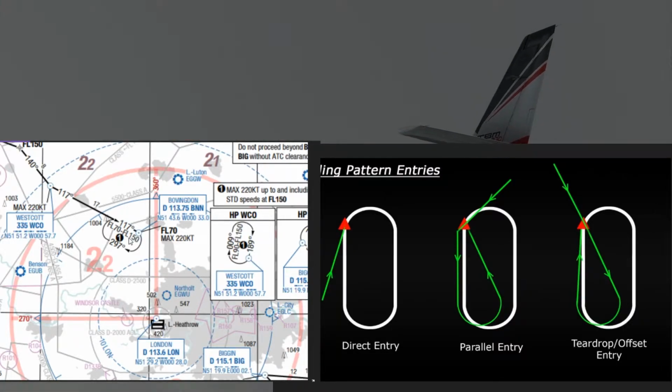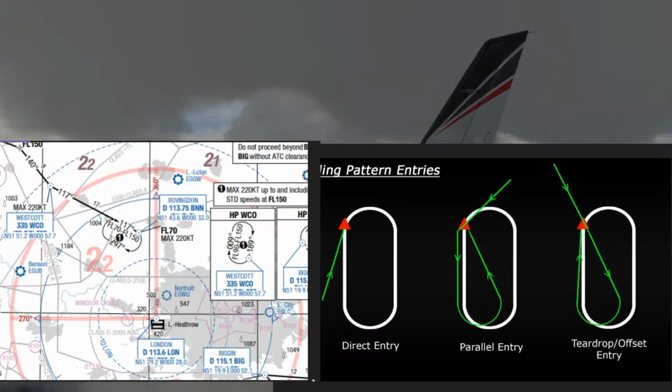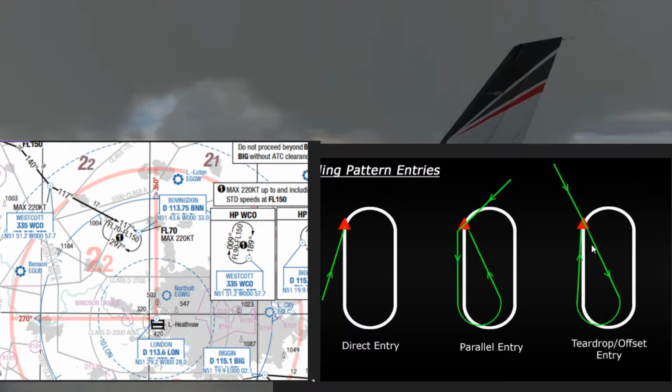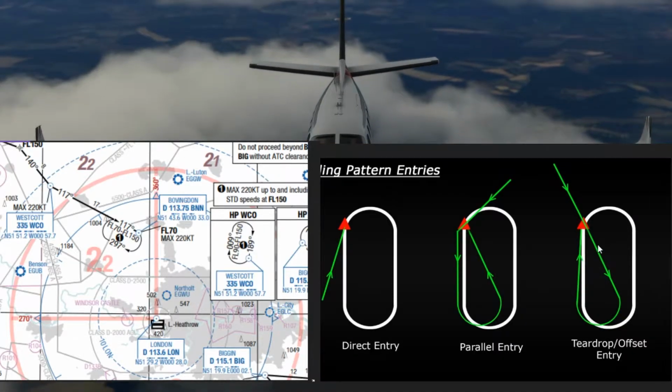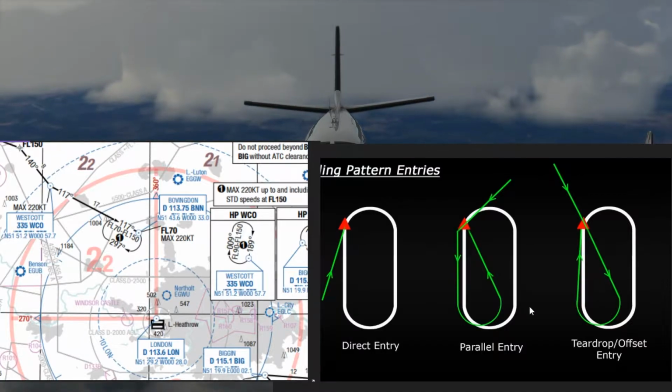So a parallel and a teardrop are basically the opposite of each other. You would go straight outbound here, and you would fly a heading 30 degrees off what your outbound heading was, and we'll talk about that. And then you would come inbound, and you would get straight onto that inbound radial.